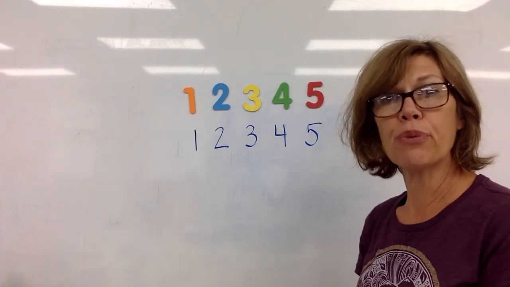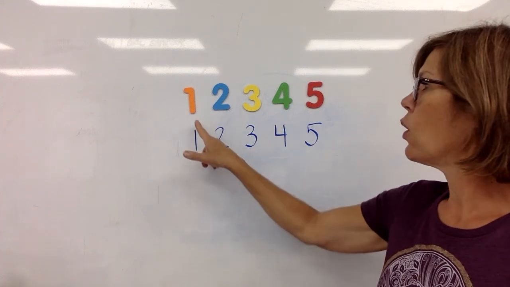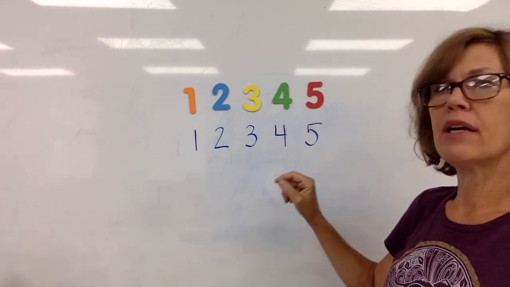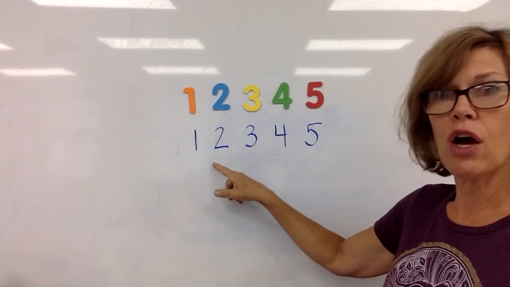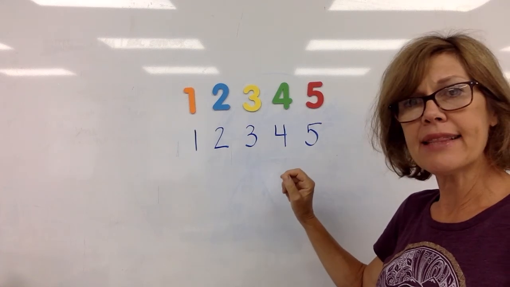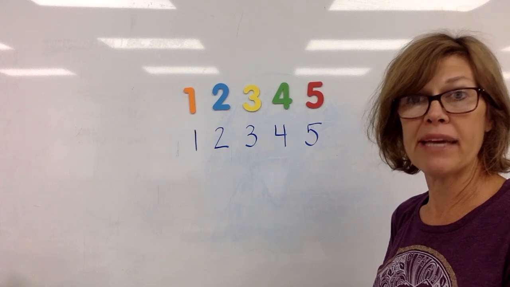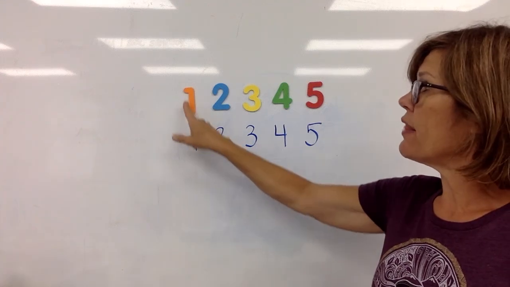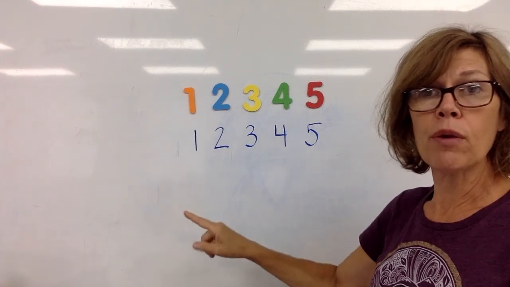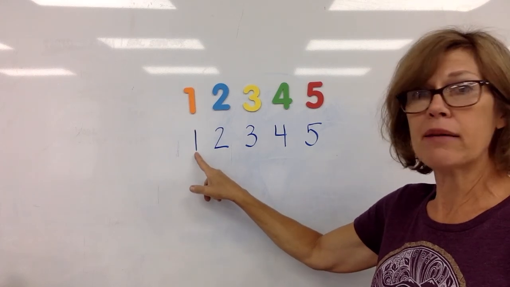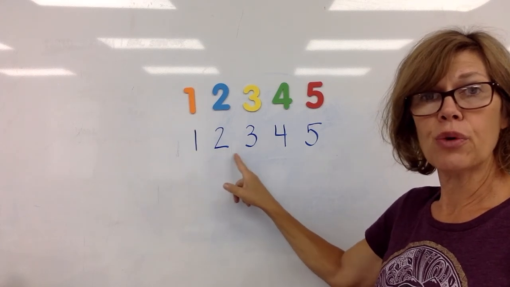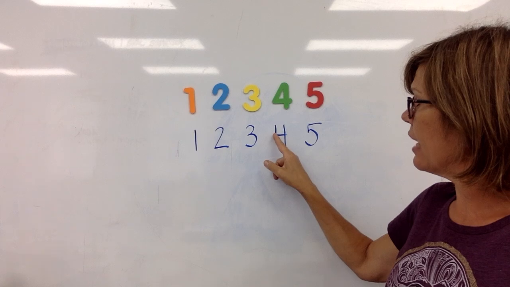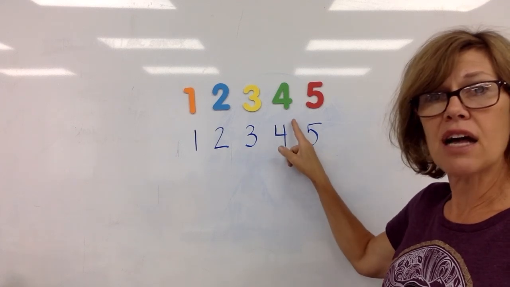Let's review the numbers 1 through 5. Count as I point. 1, 2, 3, 4, 5. If you notice, I wrote the numbers below or under the number magnets. I did that because sometimes people make the numbers in a way that makes it confusing or hard to understand. This is a one that has a little line at the top. When we're making ones in preschool, we're going to make them just with straight lines. 2, 3, they look about the same, but look at the 4. I make my 4 down, over, down. This is also a 4.